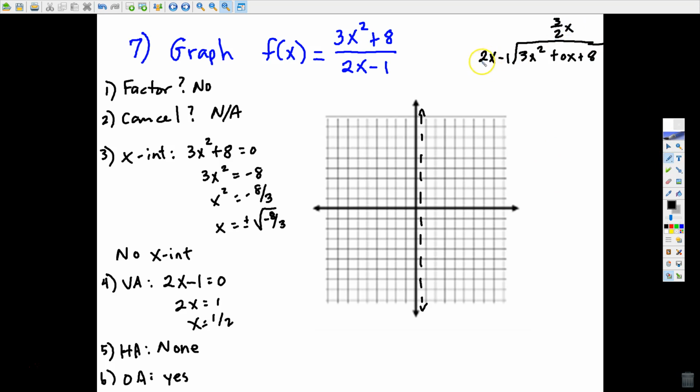So 3 over 2x times 2x gives me 3x squared. And 3 over 2x times negative 1 is negative 3 over 2x. Remember, with long division, you always subtract at this point. So the x squares cancel. And 0 minus negative 3 over 2x is positive 3 over 2x. And I'll bring down the constant.